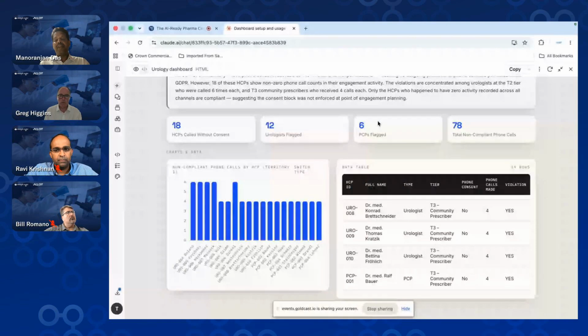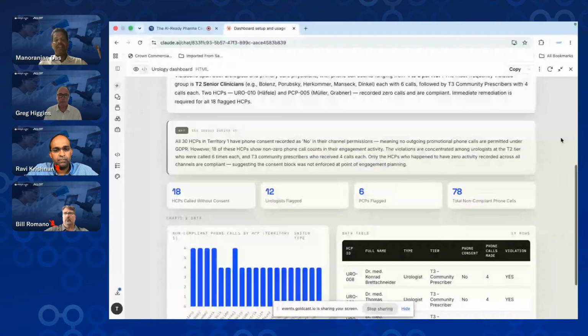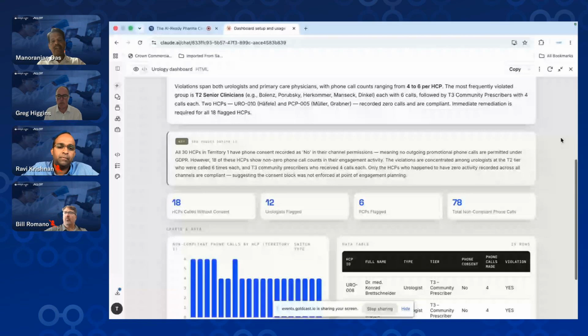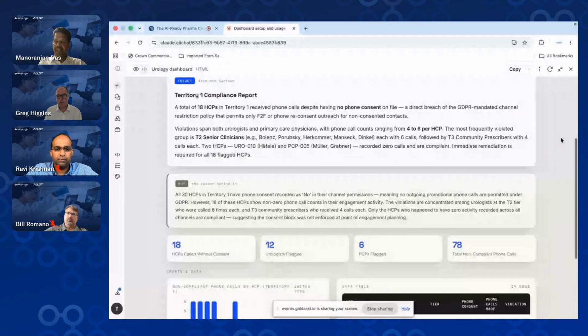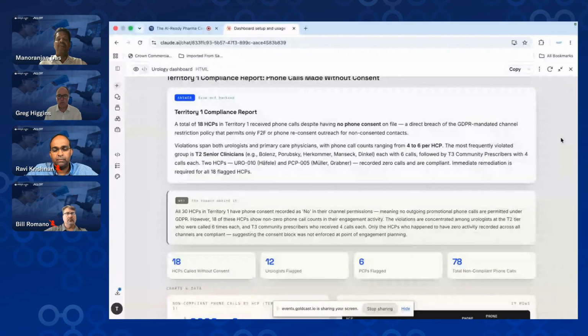How many PCPs are flagged? 6. Total non-compliant phone calls are 78, which is a big, big number. So these numbers and the details, the compliance manager can take to the medical reps, and they should try to mitigate any issues out of it.